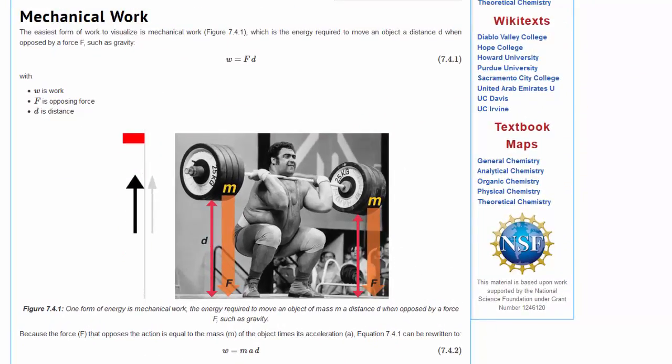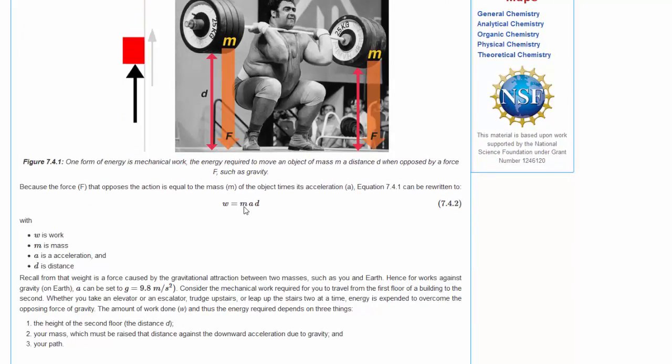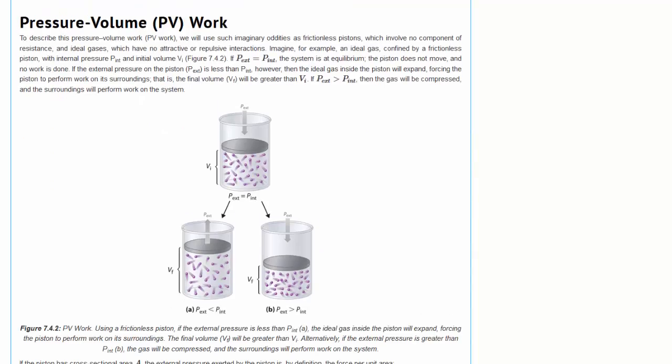This is a picture of mechanical work. The guy is pushing against gravity, so he is doing work. So the work is equal to the mass of that weight, the acceleration, how fast he is trying to lift that weight, and D, the distance in which he is lifting that weight. Okay, so that is work. If you take physics, this should look very familiar to you. But for us in chemistry, we tend to think about pressure volume work.